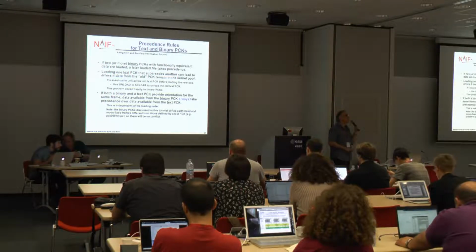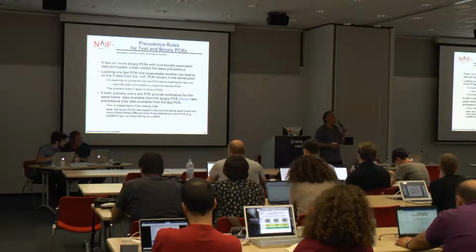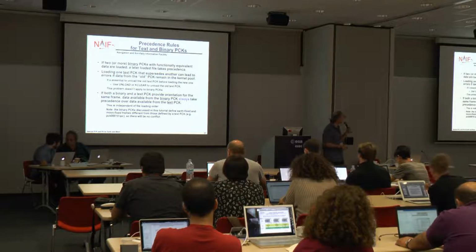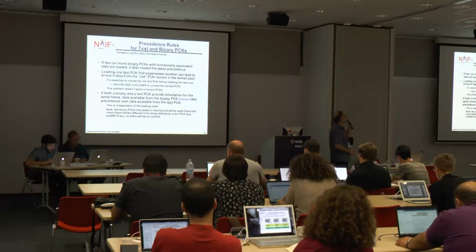Now, we've said that if you load one PCK and then load another one, the second one takes precedence, but it's possible for the first PCK to have contributed some data that are not overwritten by the second PCK that you load. And those data can get used and combined with the data from the second PCK. So this is a sort of a gotcha here. If you're using multiple versions of PCKs giving orientation for the same object, you want to make sure to unload, specifically unload the old one before loading a new one.